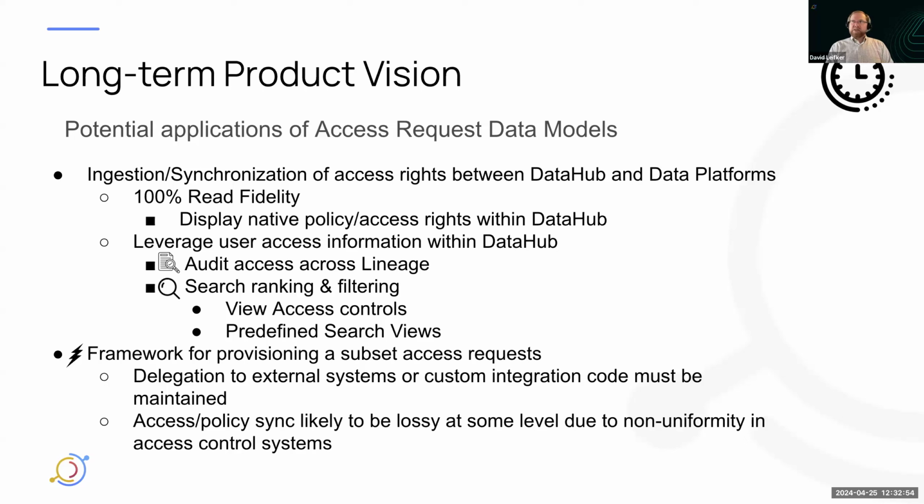So it's more so that DataHub would not necessarily be the source of truth, just because supporting every single different variation is going to be a lot of work. But at least you could actually look at the native policy if needed. If we do have some of this information, say, I don't want to say lowest common denominator, but at least some of that information in a more structured format, we can definitely use it to do things like auditing access controls across lineage.